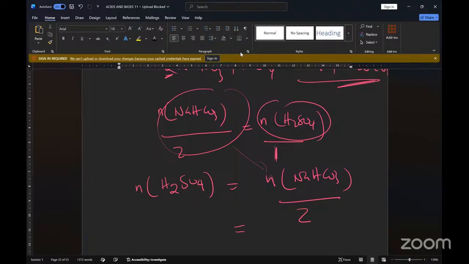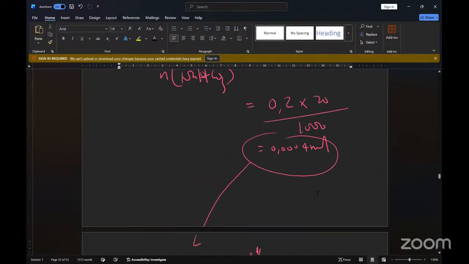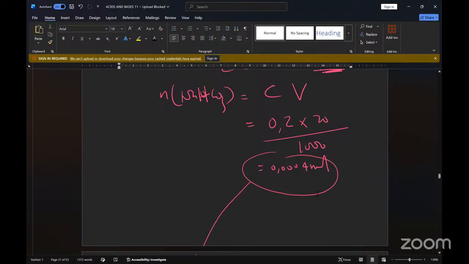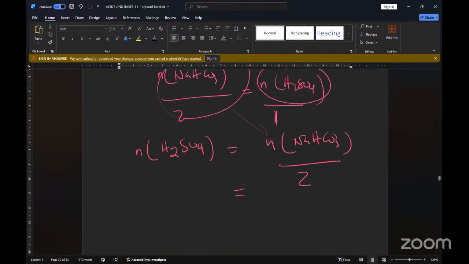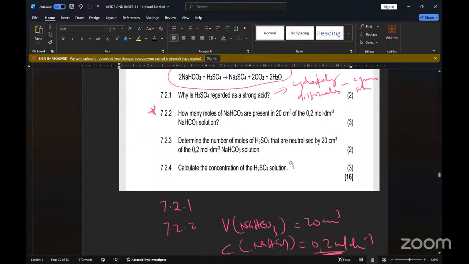I just flipped them, started with this one first, like making it the subject or putting it in front so that you know what I'm talking about. So the number of moles of sodium hydrogen carbonate in this question was this one. So we are going to say that this is 0,0004 divided by 2. That is 0,0002 mole. So that is what we get for this question, 7.2. Then 7.2.3 is the answer we got there.